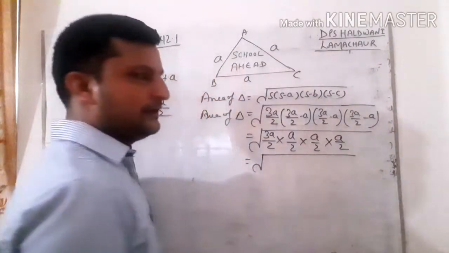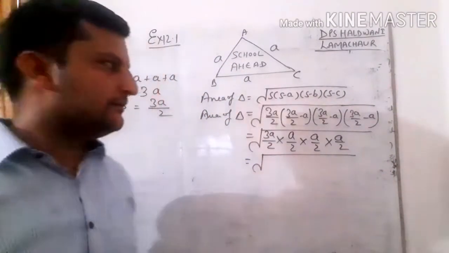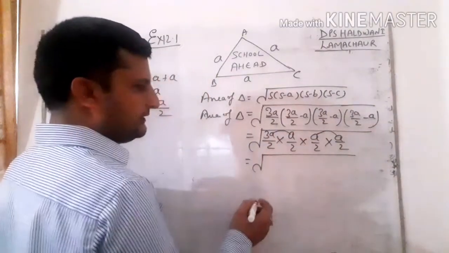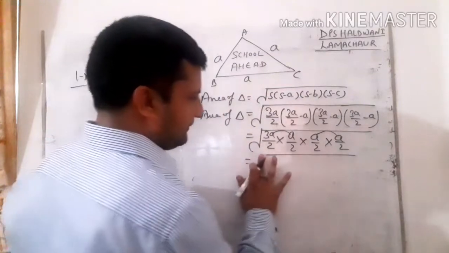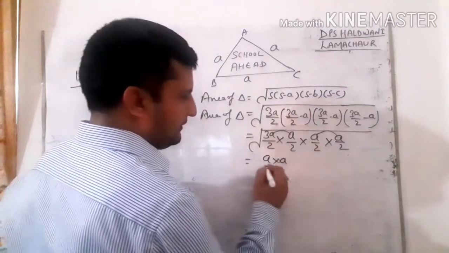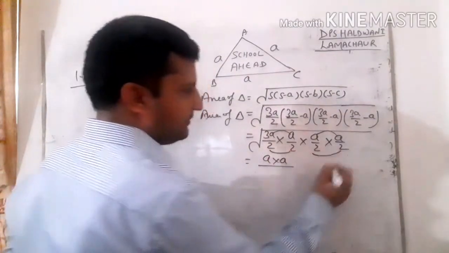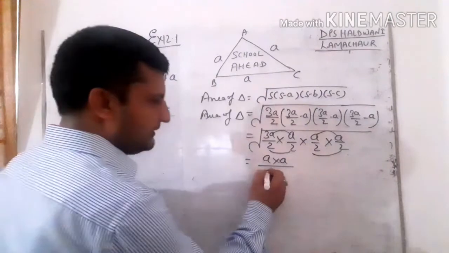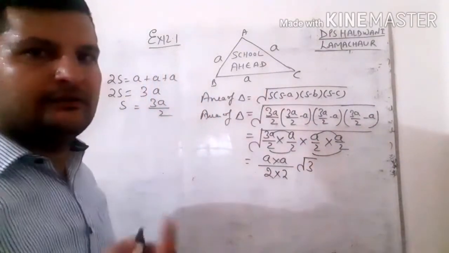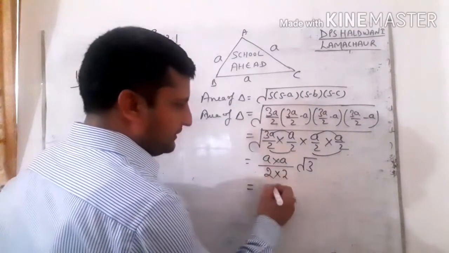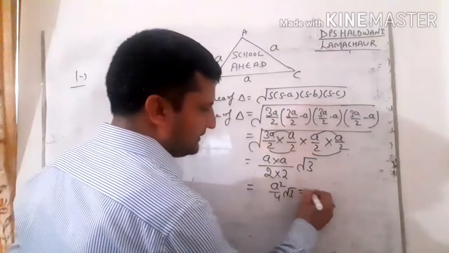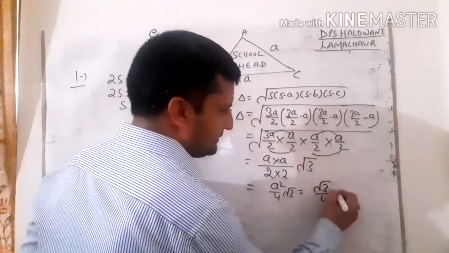So students, we know how to solve square roots. Square root means we have to make pairs. Here 2 A's are here, so we can write it like this: A into A. Upon 2 and 2, the pair of 2 is also here, so we can write 2 into 2. What is left? Root 3 is left. So we can say root 3 A square by 4. Either you can say that root 3 by 4 A square.